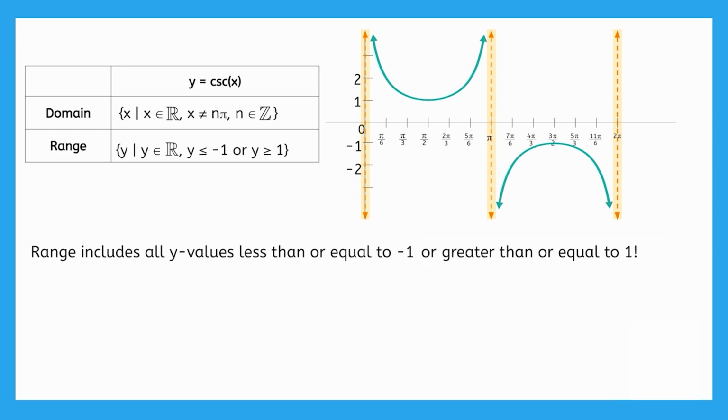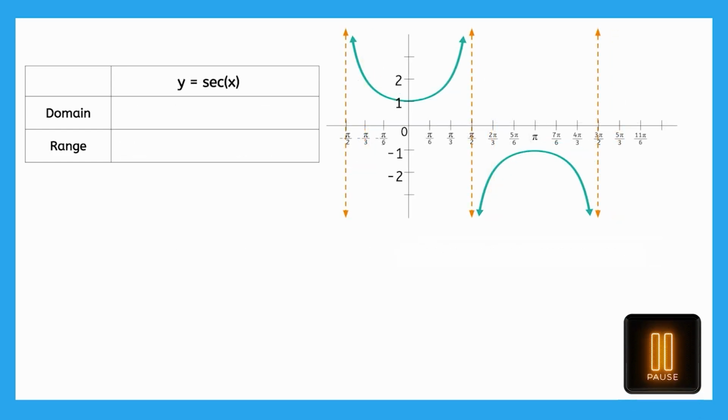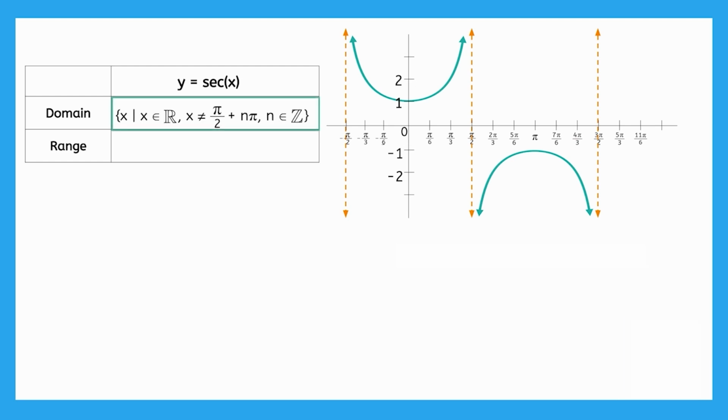Pause the video here and define the domain and range of the secant function in set notation. The domain of the secant function is all real numbers such that x does not equal pi over 2 plus n pi, where n is an element of the integers. The range of the secant function is the same as the cosecant function, all real numbers such that y is less than or equal to -1, or y is greater than or equal to 1.